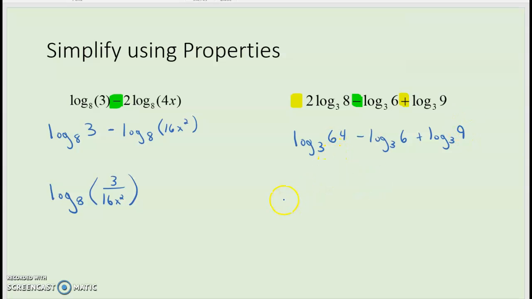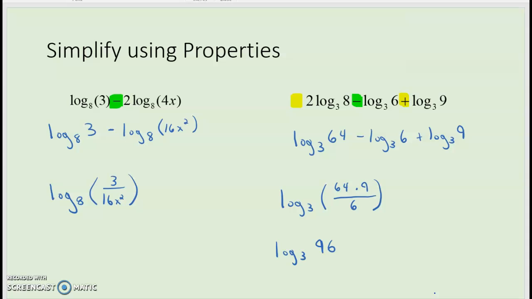So now I'm going to combine them. I'm going to have log base 3 of the positive ones on top, 64 times 9, and that'll all be over the negative one, which is 6. I know I can reduce that. I don't know if it divides out. Let me pick up a calculator. 64 times 9 is 576, and if I divide that by 6, it looks like I get 96. So log base 3 of 96, which does have its own value since there is no variable in there.